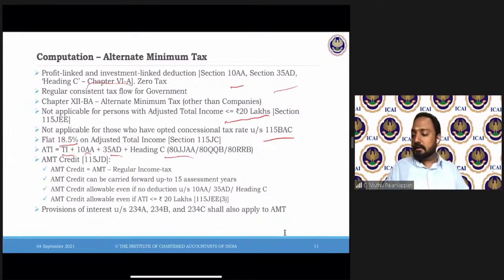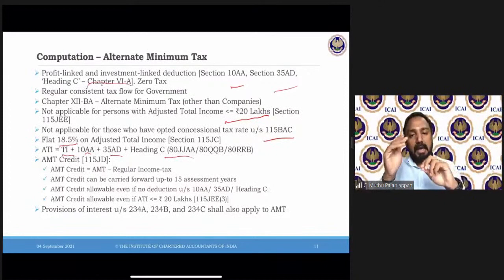So this is about your thing. I'll just briefly describe this alternate minimum tax once again before we move on to the next. We'll start solving the exercise problems. This alternate minimum tax is applicable when your adjusted total income is more than 20 lakhs and you have deductions under section 10AA, 35AD or deduction under Chapter 6A heading C. If you have these deductions or exemptions, only then your alternate minimum tax is applicable.